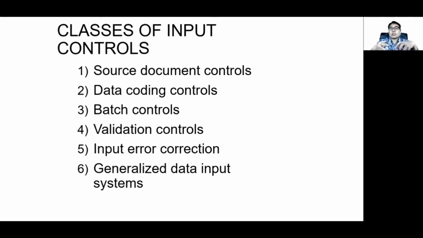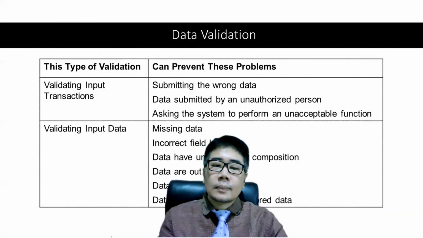And the sixth one is still the same. It's actually validation control, but instead of being for only one application, it can be given to all applications inside the organization. So it's called the generalized data input system. It has a standardized validation control for all forms of inputs inside all applications. So that's number 6.